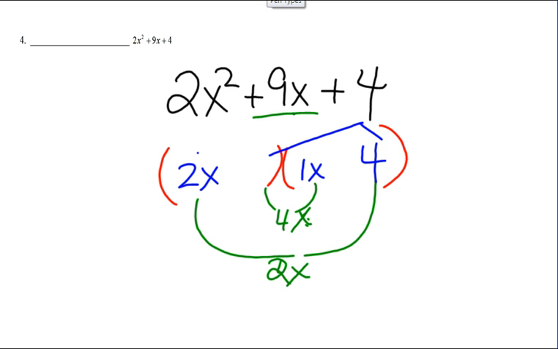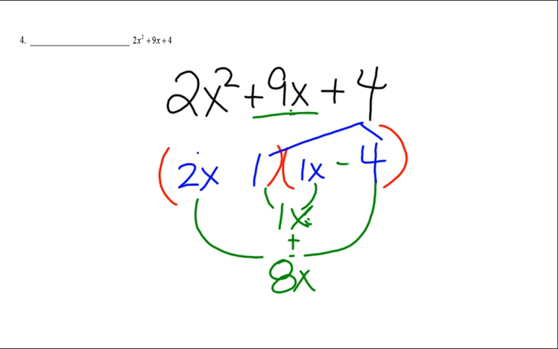Now, when we had the 2's, it didn't help me much to switch them because 2 and 2 switched is still 2 and 2. But when we have the 1 and the 4, it does make a difference. There could be very different things here. So now what I have here is the inside is 1x. The outside is 8x. Hey, 1x plus 8x does equal the 9x.